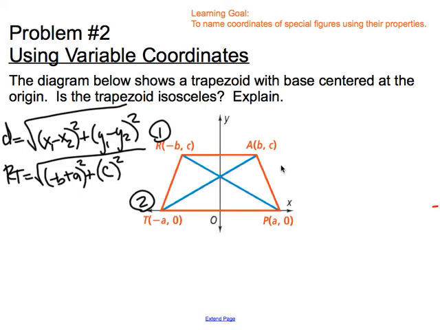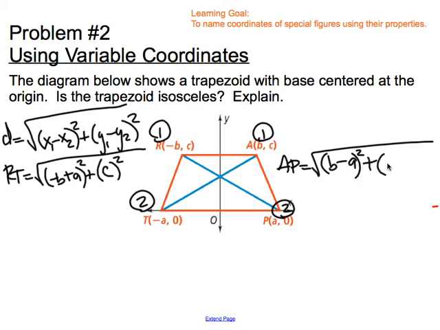So let's go ahead and calculate the distance from A to P. If we assign this as 0.1 and this is 0.2 on this side, we have the square root of, in this case, x1 is b, minus x2, which is a, squared, plus we have y1, which is c, minus 0 squared.